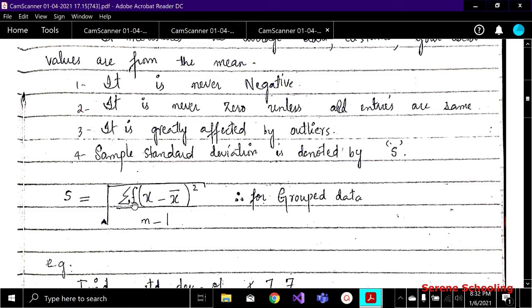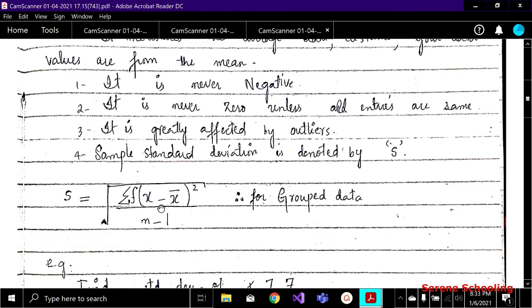Here f is the frequency of each data value, and x minus x bar is our data value minus the mean. Since we're discussing grouped data, if we are given the classes, then from the classes we have to get our midpoints. We have discussed this many times. Those midpoints are represented by x in the case of grouped data. But if the data is ungrouped, where we are not given the classes format, in that case x will be our simple data values that we are given.